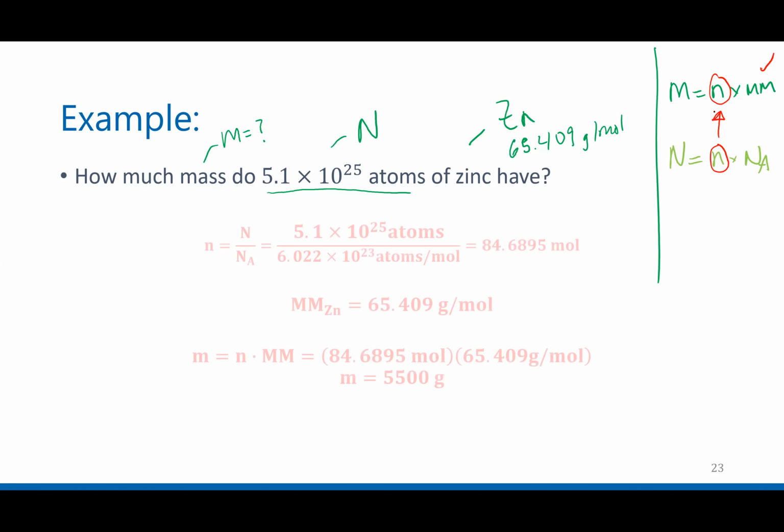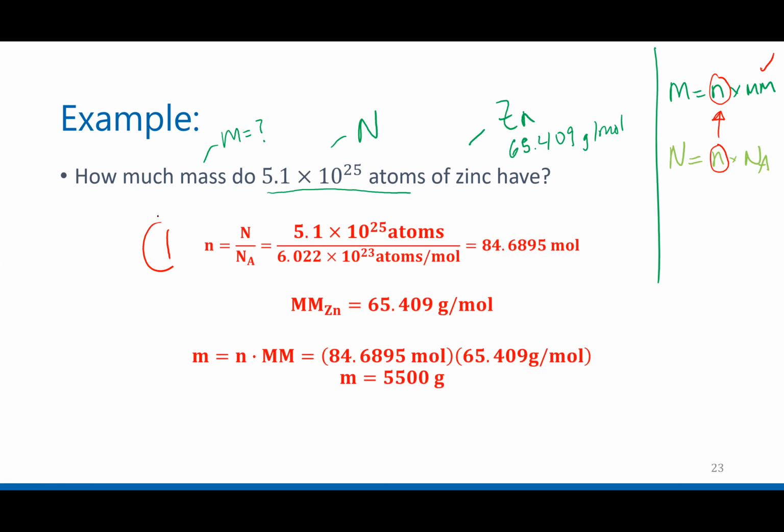So let's do it. Step number one, oops, let me pick another color than red. Step number one, find moles.